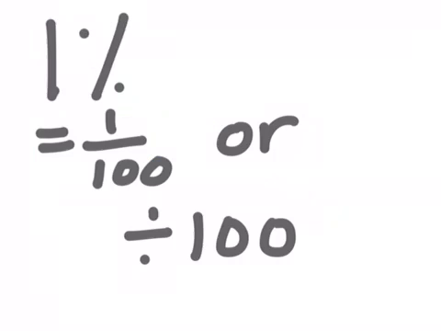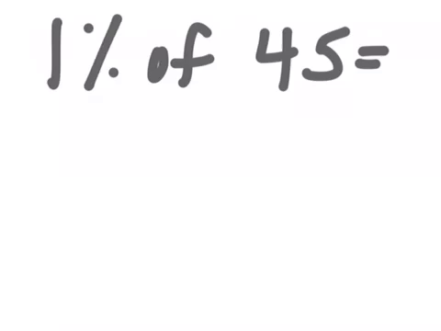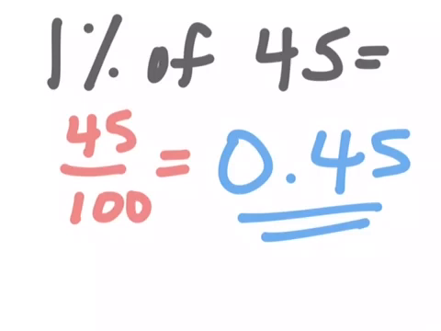And lastly, if I need to find 1% of a number, that's 1 over 100, or I simply have to just divide my number by 100. So if I'm looking for 1% of 45, I simply put 45 over 100, or 45 divided by 100. If I read that properly, it's 45 hundredths, and that's my answer. So 1% of 45 is 45 hundredths.